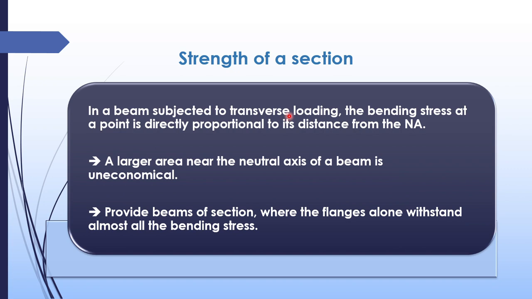Now, in a beam subjected to transverse loading, the bending stress at a point is directly proportional to its distance from the neutral axis. That is the important thing to be noted. And a larger area near the neutral axis of a beam is uneconomical. So, y is the maximum distance and the strength will be maximum at y, at a distance which is farther from the neutral axis. So, we can say that at y distance, wherever the strength is maximum, at that particular point we have to provide maximum quantity of material.